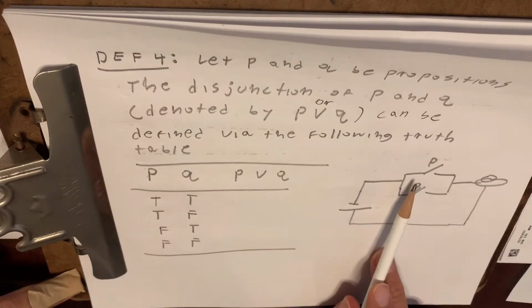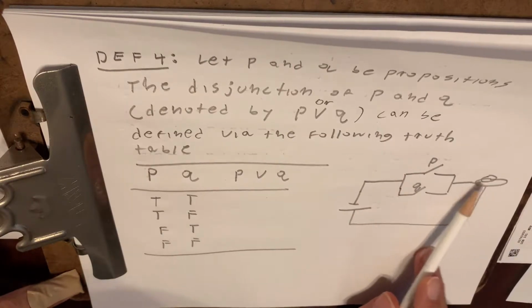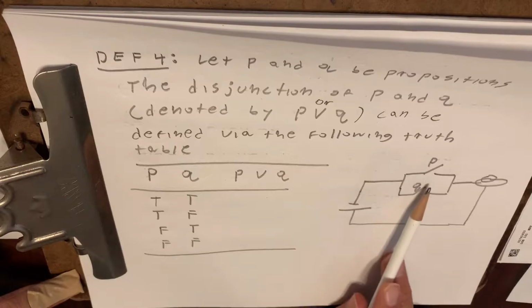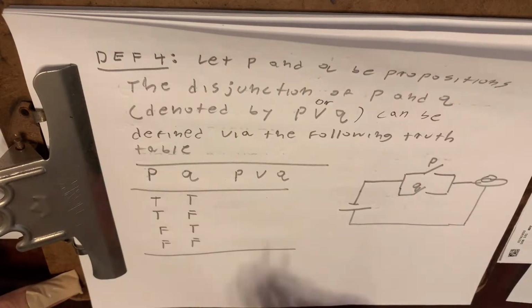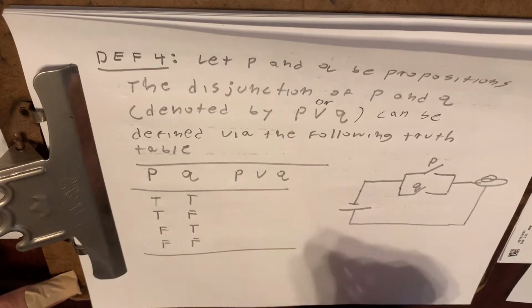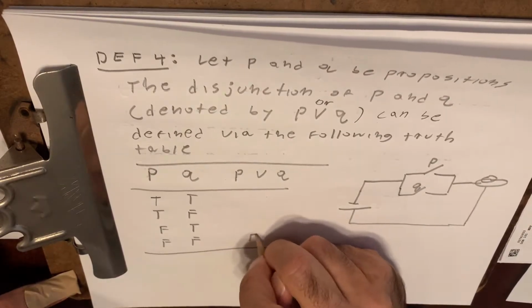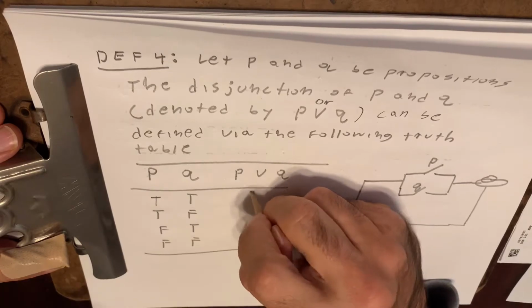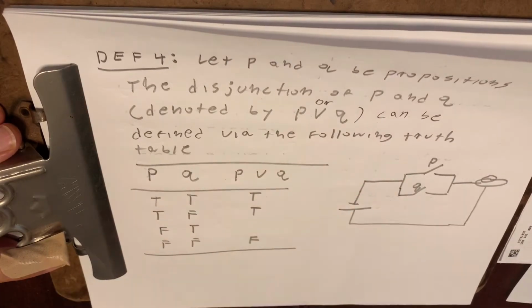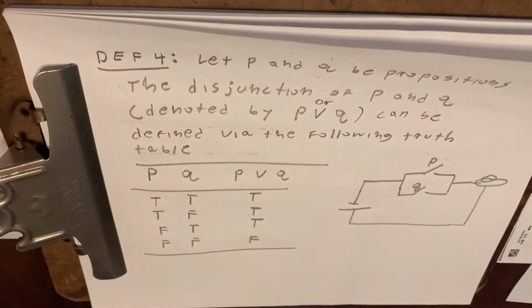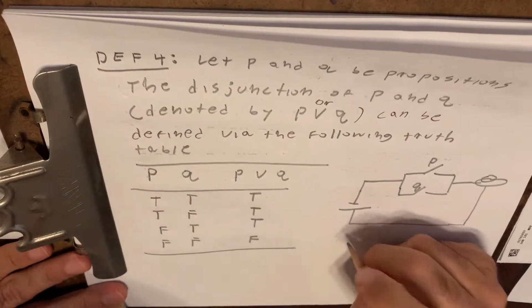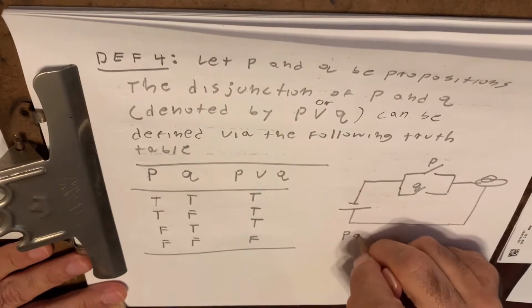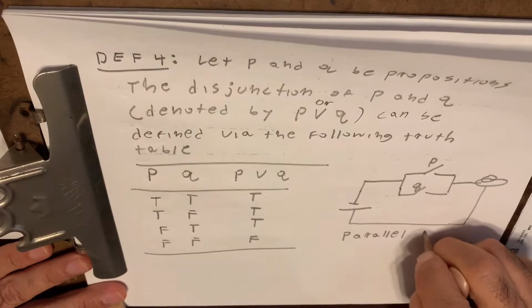The only way for this light not to be on is if both switches are in the open position, which is equivalent to false, right? So there's only one way for the OR to return a value of false, and that's if both are false. But otherwise, if both switches are on, we have a true, we have a true, and we have a true. So the easiest way to remember this is the parallel circuit.